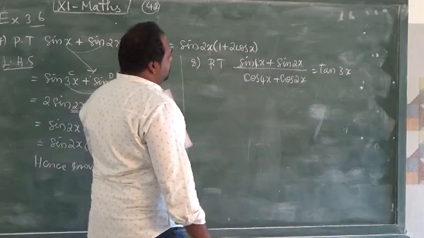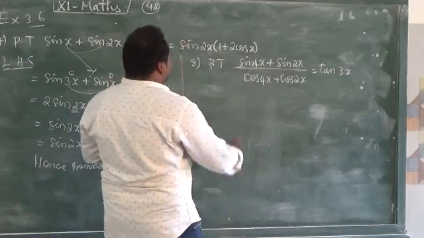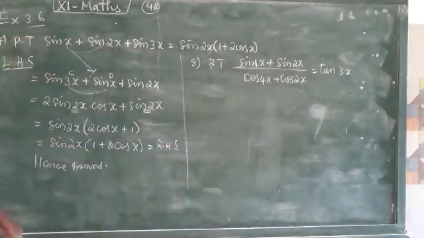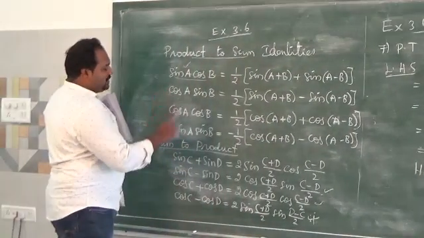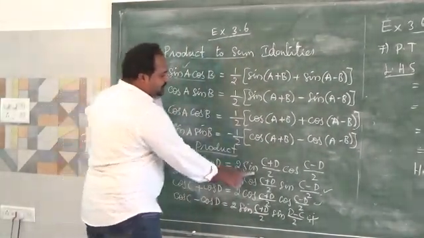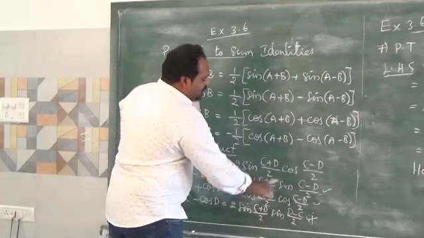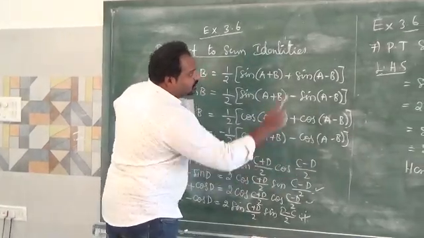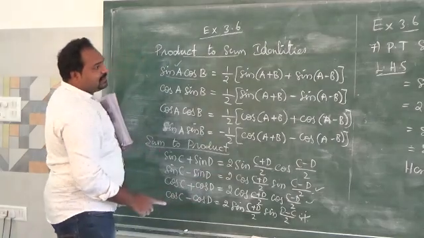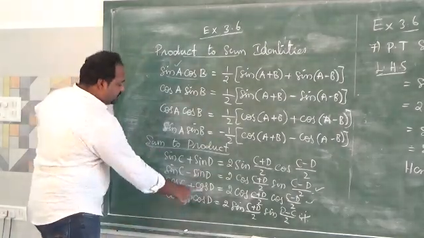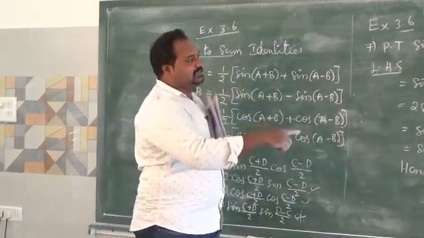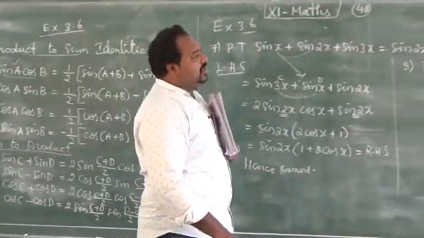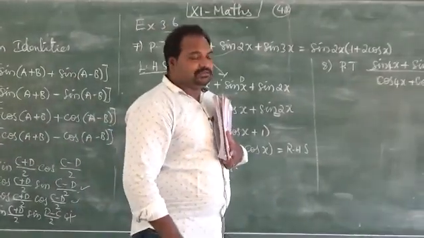So here, look at this. Here we have the formula sin C plus sin D. The first one, numerator sin C plus sin D. Using this formula, it will be the numerator. Then the cos C plus cos D formula. If you use this, you will get the denominator. We will have some cancellation. You will get tan 3x in 1 or 2 steps.